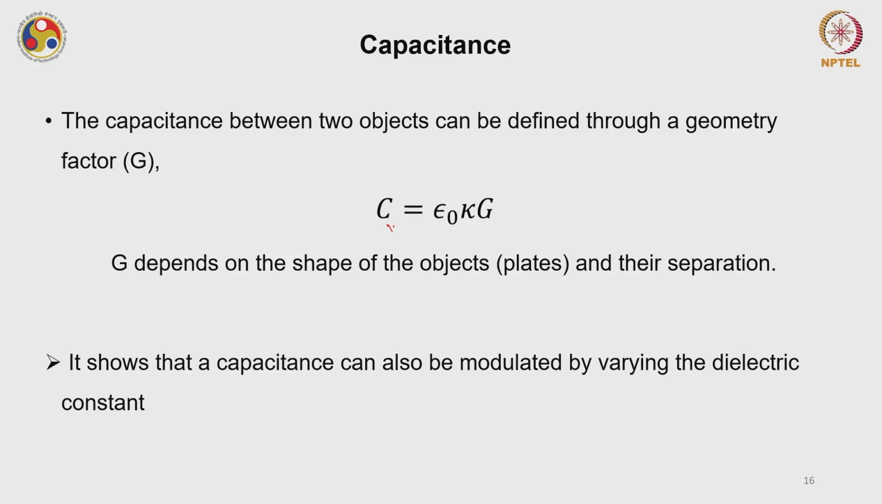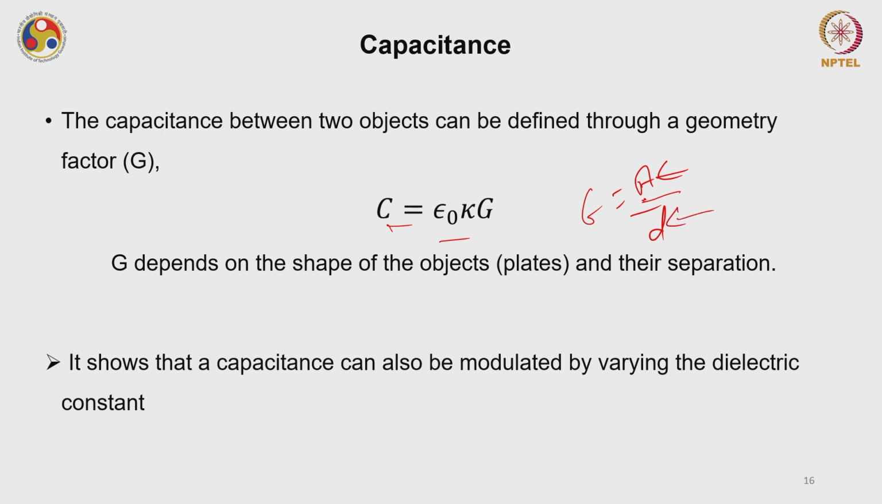So C can be given as epsilon K A by D, where A by D is nothing but the geometry factor. The geometry factor depends on the shape of the objects and their separation, because G is nothing but A by D, right? So the area takes care of the shape, and D takes care of the separation.